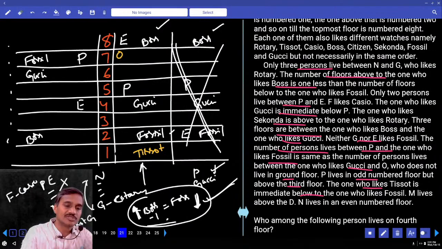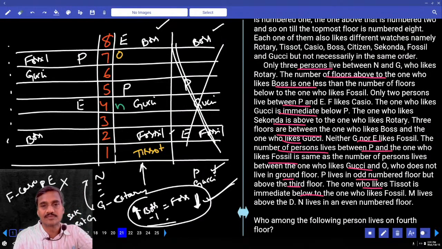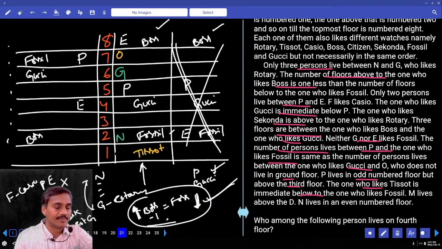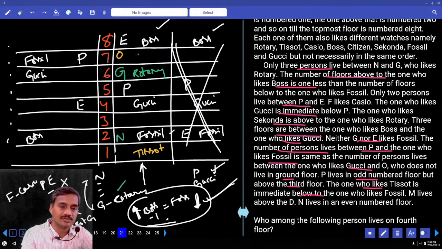If N cannot be on the 6th floor, can N be at this place? Then 3 in between N and G is not possible. Hence N cannot be on the 4th floor. Hence N must be on the 2nd floor. If N is on the 2nd floor, G must be here, with 3 in between. G is Rotary. And this Seiko is above this Rotary.